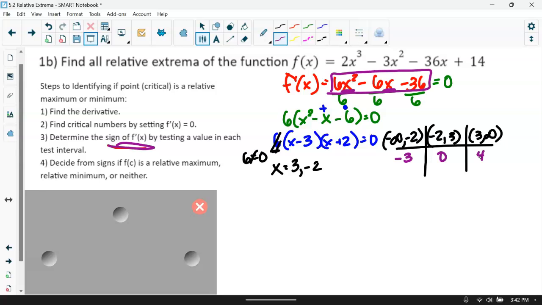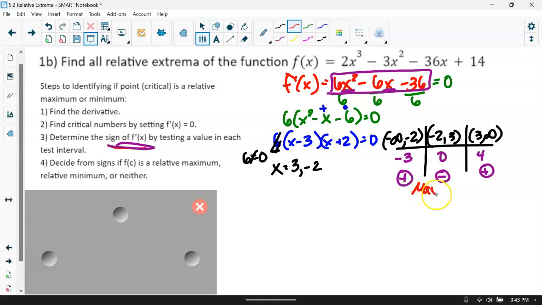Now, let's say you chose other values already and you already tested. No matter what, here you should get a positive value. Here you should get a negative value. And here you should get a positive value. So here's what this means. This means now notice we're going positive, we're increasing, then decreasing.